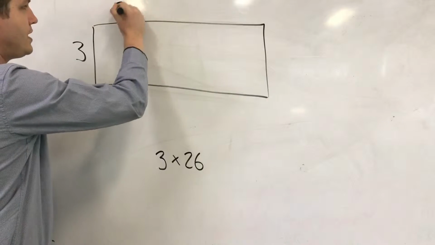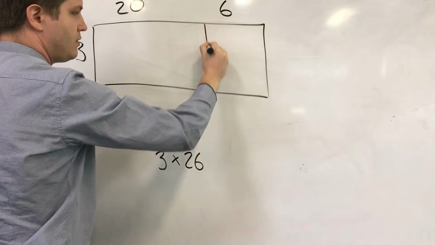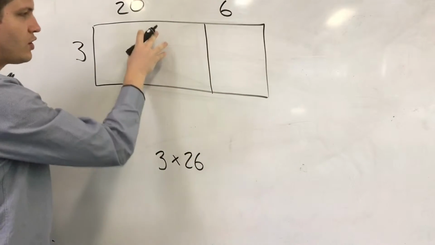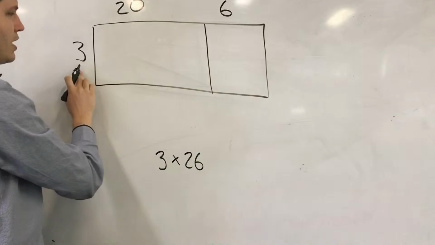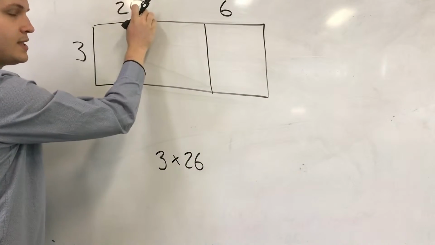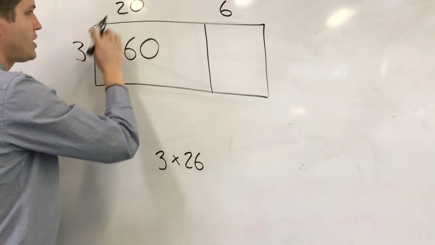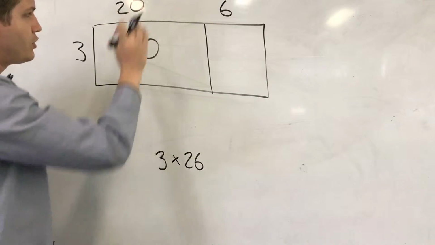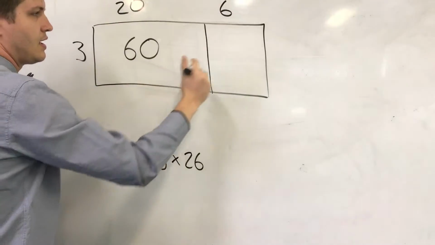I'm going to put 26 up here, but I'm going to break it up according to its place value. So I'm going to put 20 here, and I'm going to put 6 here, and I'm going to put a line here. So I've got a bigger box here than this box. So we're going to multiply this 3 by each number. 3 times 20 is 60. And that's fairly easy because we know 3 times 2 is 6, and we just put that 0 back on. And 3 times 6 equals 18.